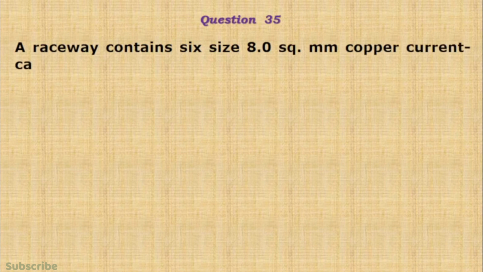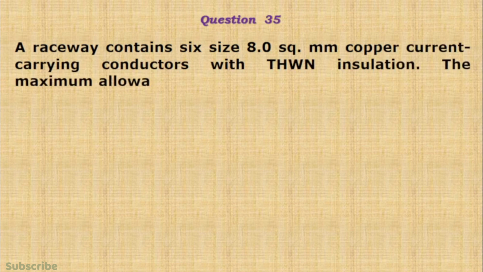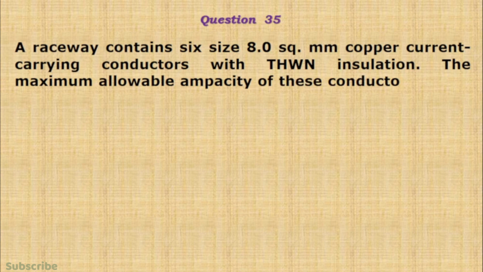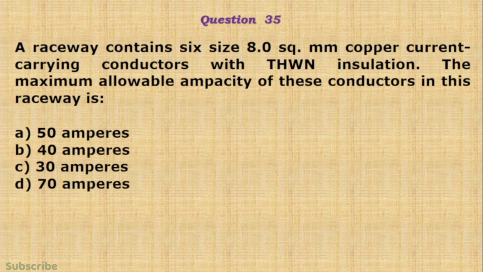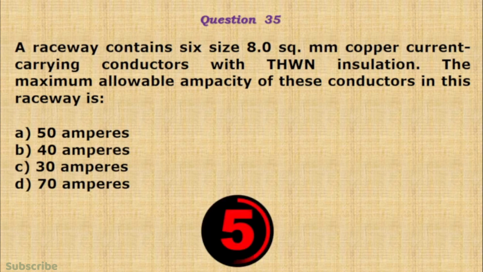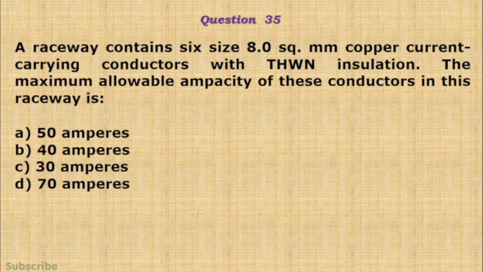Question number 35. A raceway contains 6 size 8.0 square millimeter copper current carrying conductors with THWN insulation. The maximum allowable ampacity of these conductors in this raceway is A. 50 amperes. B. 40 amperes. C. 30 amperes. D. 70 amperes. The correct answer is letter B, 40 amperes.